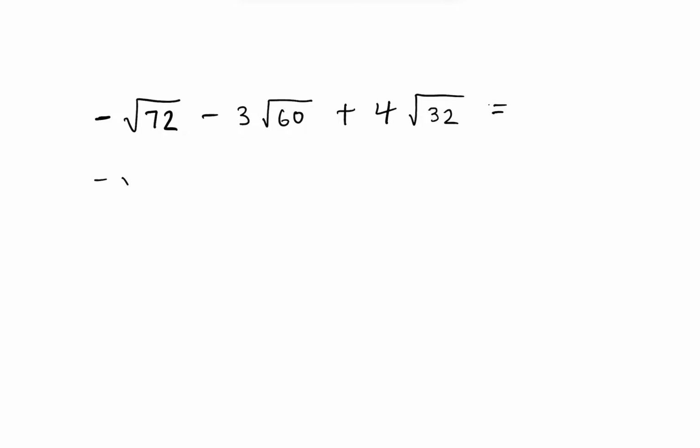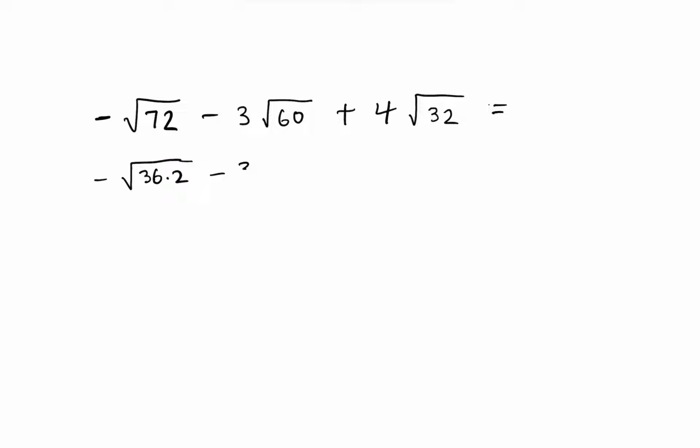So the first one is the negative square root of 72, and the factors of 72 with the largest perfect square would be 36 times 2. Okay, it's tempting to say it's 9 times 8, where 9 is a perfect square. However, there's a larger one here, and this is 36 times 2.